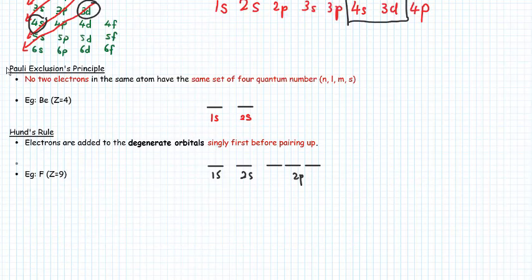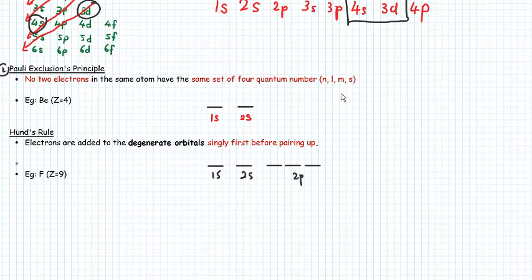Alright, for our second principle, we call it the Pauli exclusion principle. The Pauli exclusion principle says that no two electrons in the same atom can have the same set of four quantum numbers, n, l, m, s. If you remember, nasi lemak masak sambal. So every single electron will have a different set of quantum numbers.